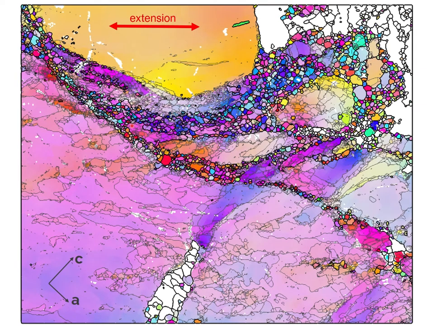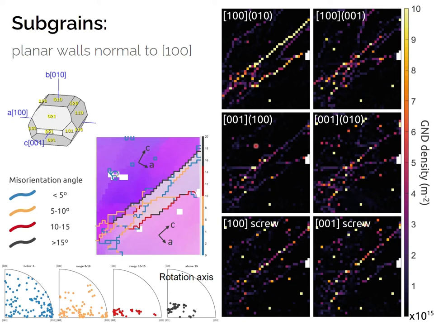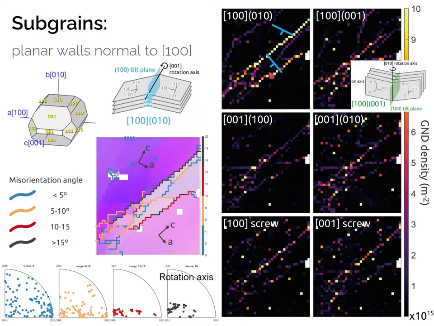Now let's zoom in at this other type of planar looking subgrain that run parallel to the C-axis. In these subgrains, the dominant system is systematically the 100010, which is the most common reported slip system in olivine deformed at high temperatures under dry conditions. There are contributions of other types as well, especially from the 100001 system.